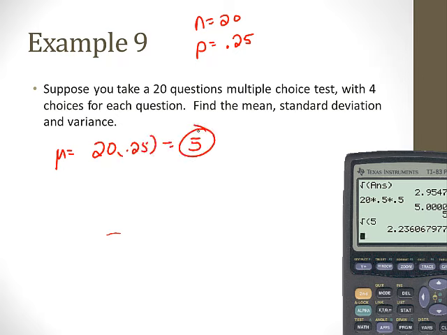That kind of makes sense, right? If you take a 20 question test, 4 choices for each question, and you have no idea what's going on, you kind of expect to get 5 of them right, just on average, if you were just guessing.